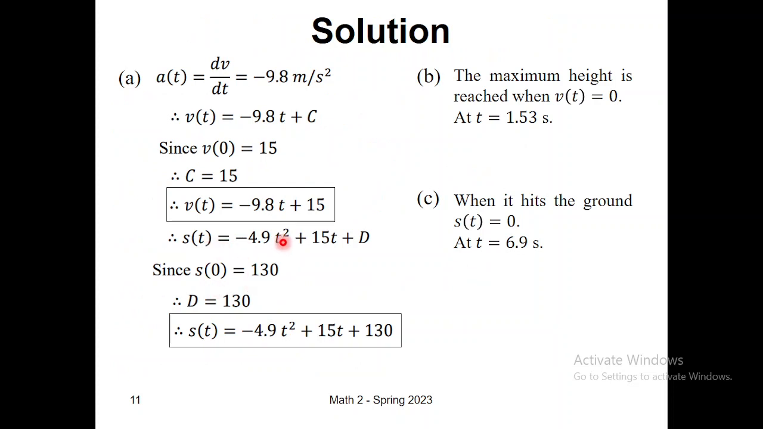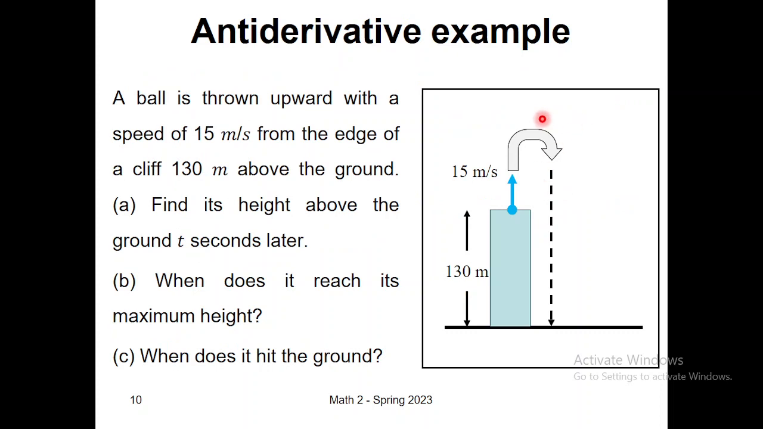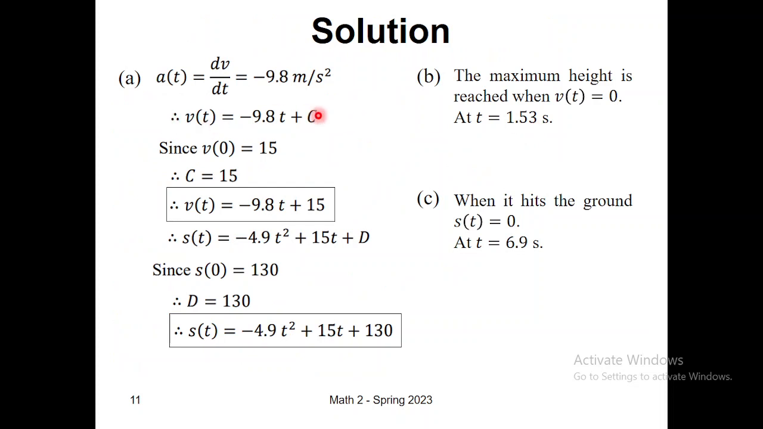If you substitute here and put t equal 0, you get d equal 130. So this is the function that gives the height of the ball. Now, the second question is about after how many seconds this ball reaches its maximum. When the ball reaches its maximum height, its velocity equals 0. So we put v equal 0 and solve for t. You find simply that t equals this.